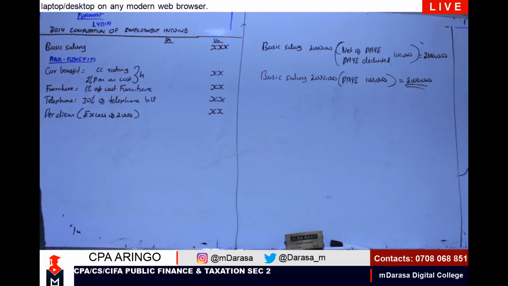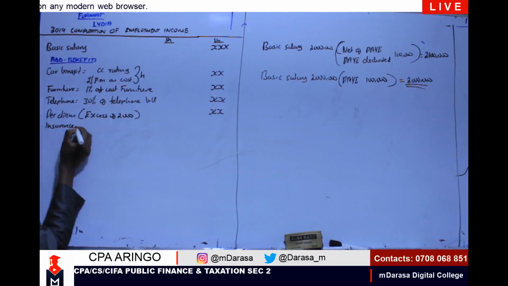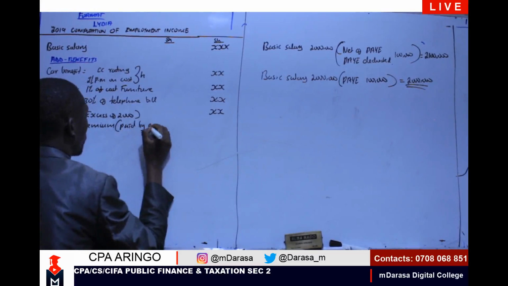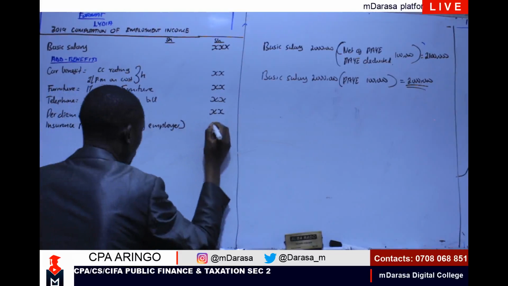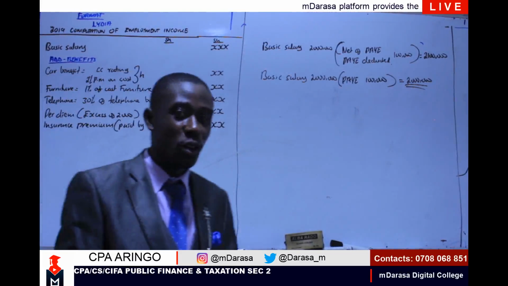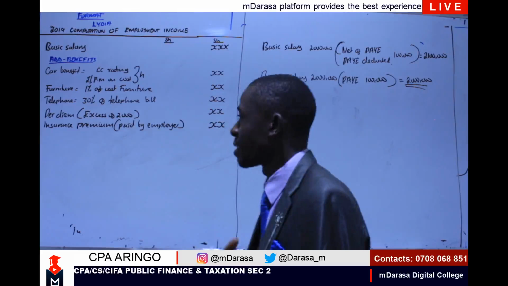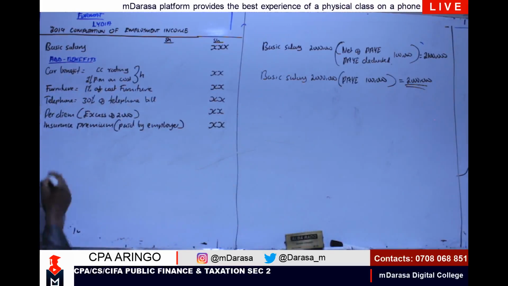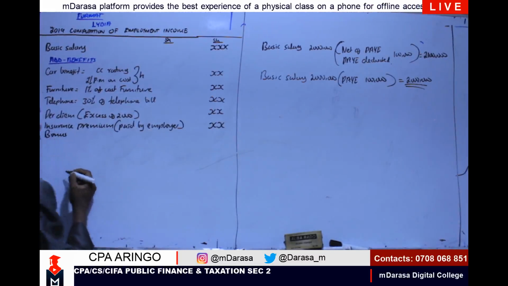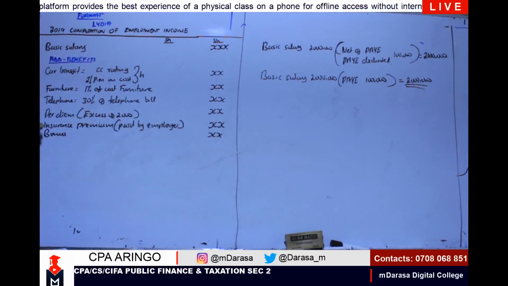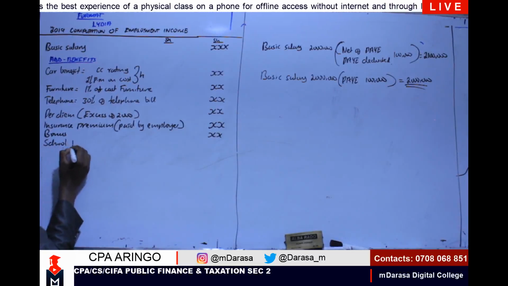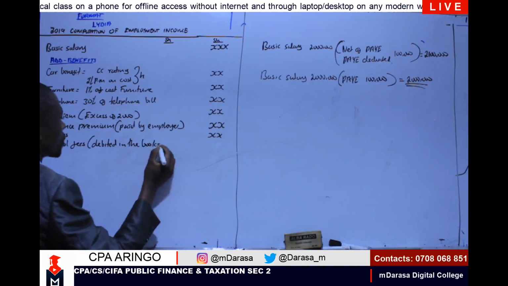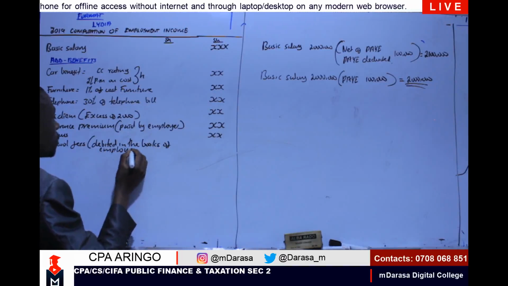Talk of what? Maybe insurance premiums paid by the employer. Paid by employer. I'm having our figure there. All these notes we had mentioned when you are handling this. That's the beauty part of it, right? Talk of another benefit. Maybe I'm talking of bonus paid by the employer. School fees, if it was debited in the books of the employer.